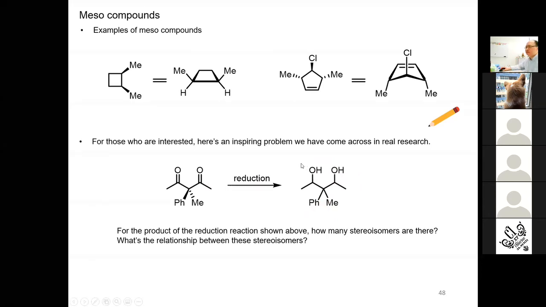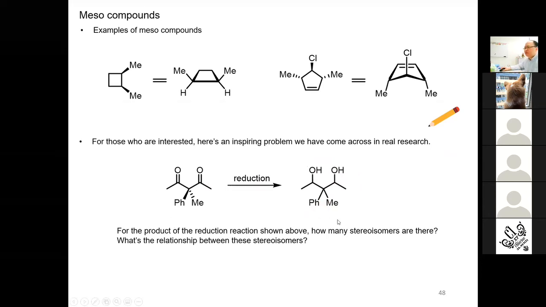So if you are interested after the class, you can try to figure out how many stereoisomers there are for this compound, and what the relationship is between all these stereoisomers. If you figure them all out and match them, these two are enantiomers, these two are diastereomers, and is there any meso compound? This is quite difficult, so that's beyond the requirements for this course, of course, but just for some of you that are interested in this topic.